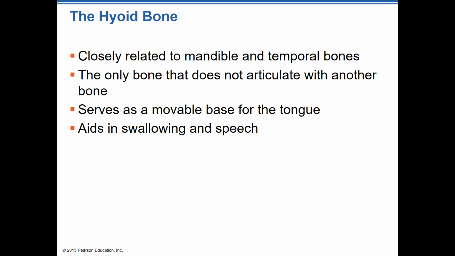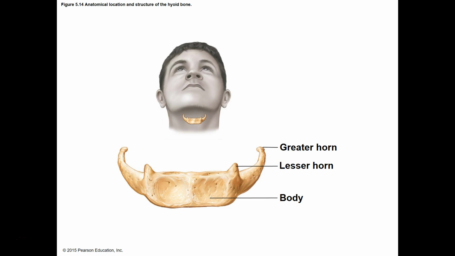Crazy little bone called the hyoid bone. It is closely related to the mandible and the temporal bones, but is the only bone that doesn't articulate with another bone. So if you ever ask a test question that says, what is the only bone that doesn't articulate with another bone, always think of the hyoid bone. And it serves as a movable base for the tongue. It also aids in swallowing and speech, but what is the doggone thing? Well, it is the Adam's apple. And we see a picture of it here, the hyoid bone.